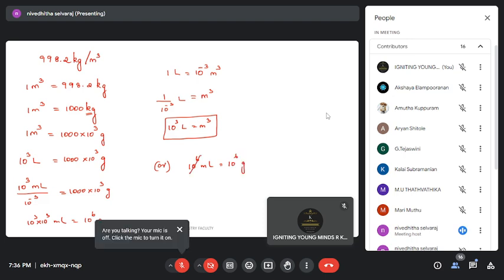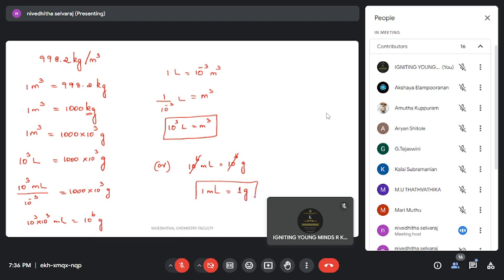10 power 6, 10 power 6 will get cancelled out. So what is the relationship? 1 ml is equal to 1 gram. So what does this relationship mean? If you take 1 ml of water, that weighs 1 gram. And this relationship is applicable only to water and not to any other liquid, because the density of water is 998.2 kilogram per meter cube. But for every liquid, density may vary. So this relationship is applicable only to water.